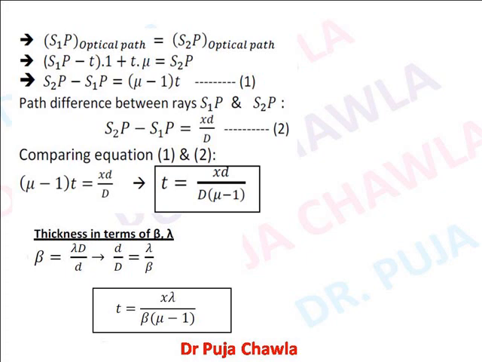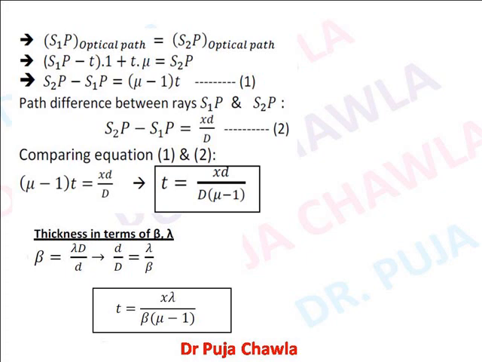Here small x is the distance of the nth fringe, meaning point P from the point O. Small d is the slit width, capital D is the separation between slit and the screen, mu is the refractive index of the film. So you can measure small t.